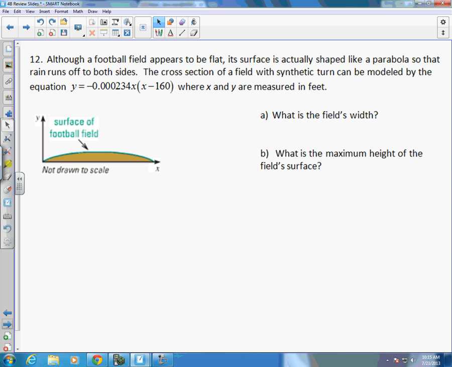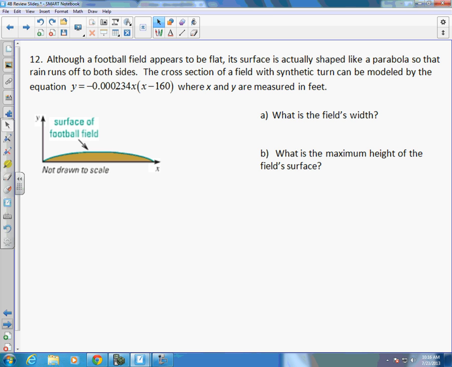Number 12 says, although a football field appears flat, the surface is actually shaped like a parabola so that rain runs off both sides. A cross-section of a field with a synthetic turf can be modeled by the equation y equals negative 0.000234x times (x minus 160), where x and y are measured in feet. What is the field's width?